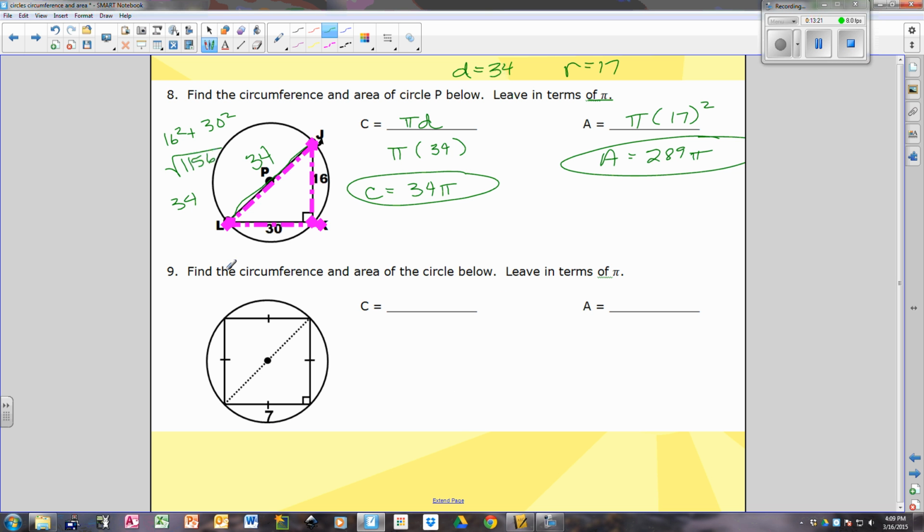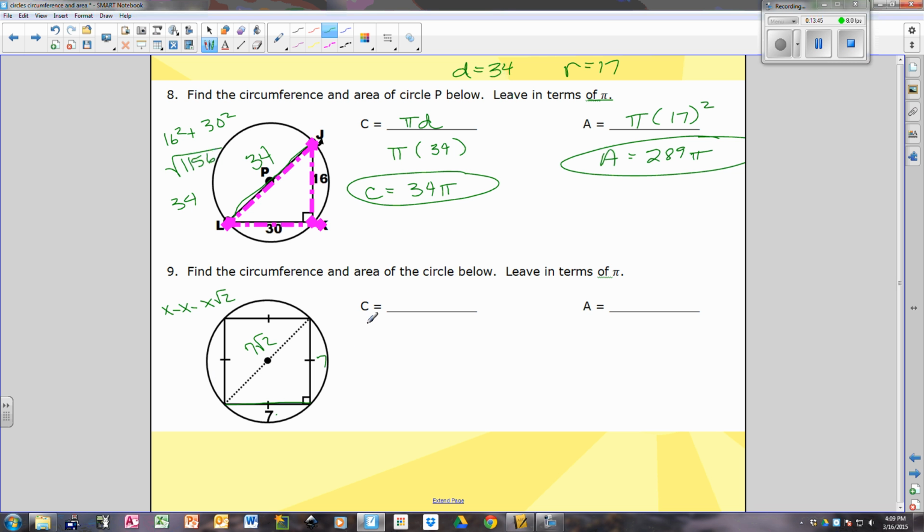All right, last one. We have the circle inside of the square again. So if this chord is 7, then this chord is 7. Well, remember in a square, if you draw the diagonal, you get a 45, 45, 90. So if this is 7 and this is 7, then that means my diameter is 7 square root of 2, because you have that rule, x square root of 2.